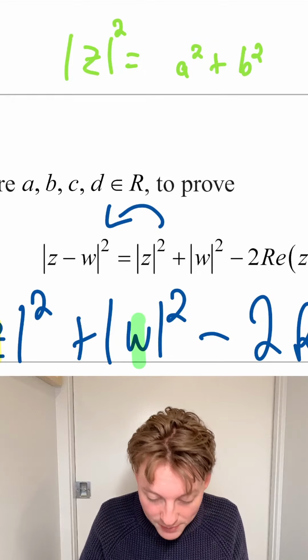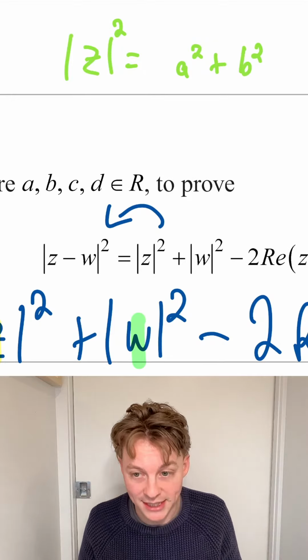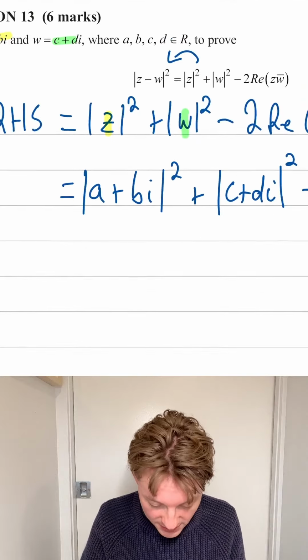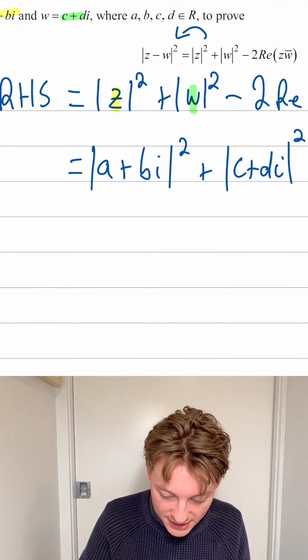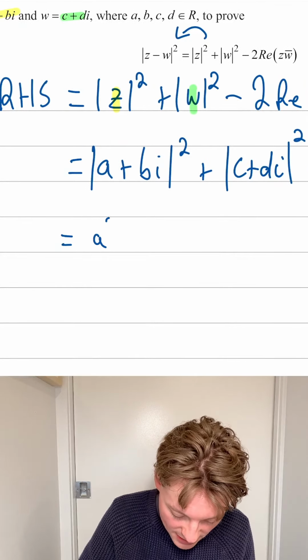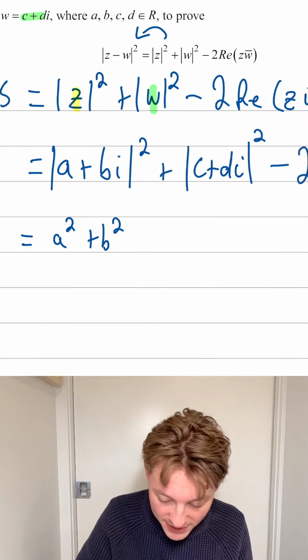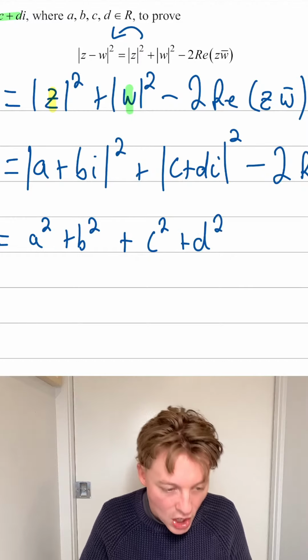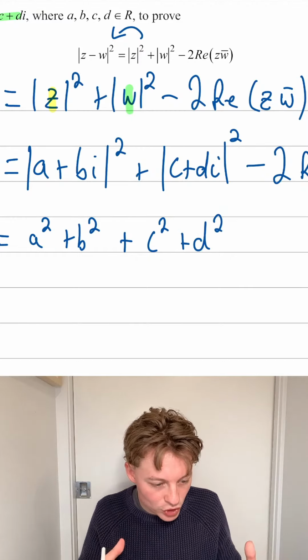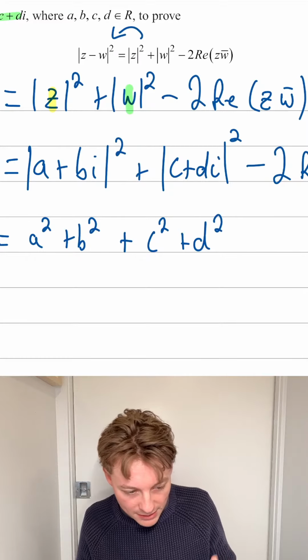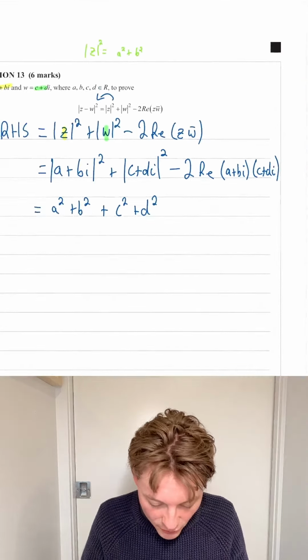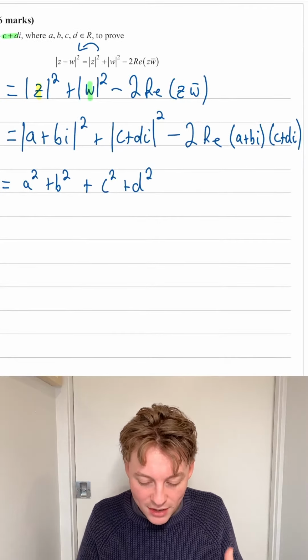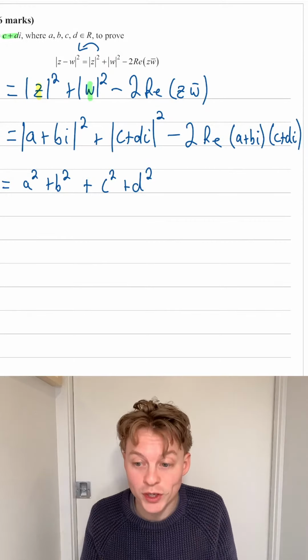I get just A squared plus B squared. We're using that idea here, okay? We're using that idea to get, in this case, A squared plus B squared. Same idea applies to C plus DI. I get plus C squared plus D squared, okay? So I've got rid of my moduli. C minus DI, interesting. I've got rid of my moduli. I now have minus 2 times just the real bits.